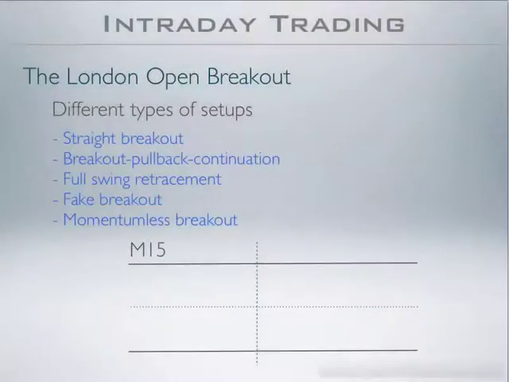And that's basically it, guys. We've already seen all the 5 different types of London Open breakouts: straight breakouts, breakout pullback continuation, full swing retracements, fake breakouts, and momentumless breakouts. We've already reviewed all that. I hope with all these 5 patterns I was able to drive the point home. You may want to rewatch this long video. I'm sorry, I know I've dragged this video a little bit too long, but nonetheless, you may want to watch it again before we move on with the London Open breakout.